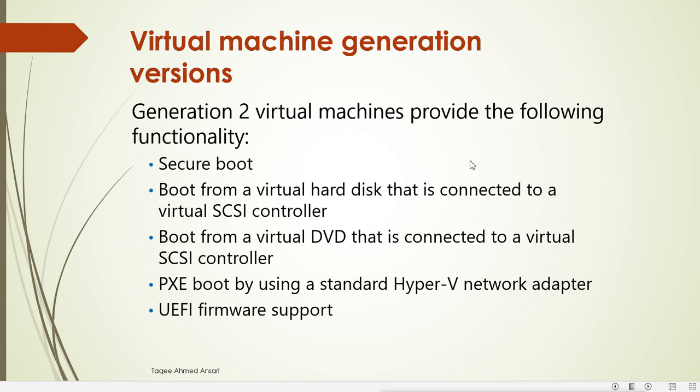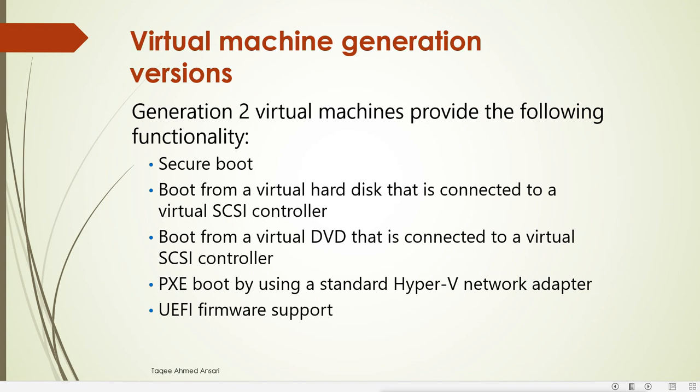So in this case we have to select generation 1, because generation 2 is not supported in previous versions of Windows. So if you select a generation 2 virtual machine, you cannot change it to generation 1. Remember, this is only a one-time selection. Once you create the virtual machine with generation 2, you cannot change it to generation 1, and if you create generation 1, then you cannot change it to generation 2.